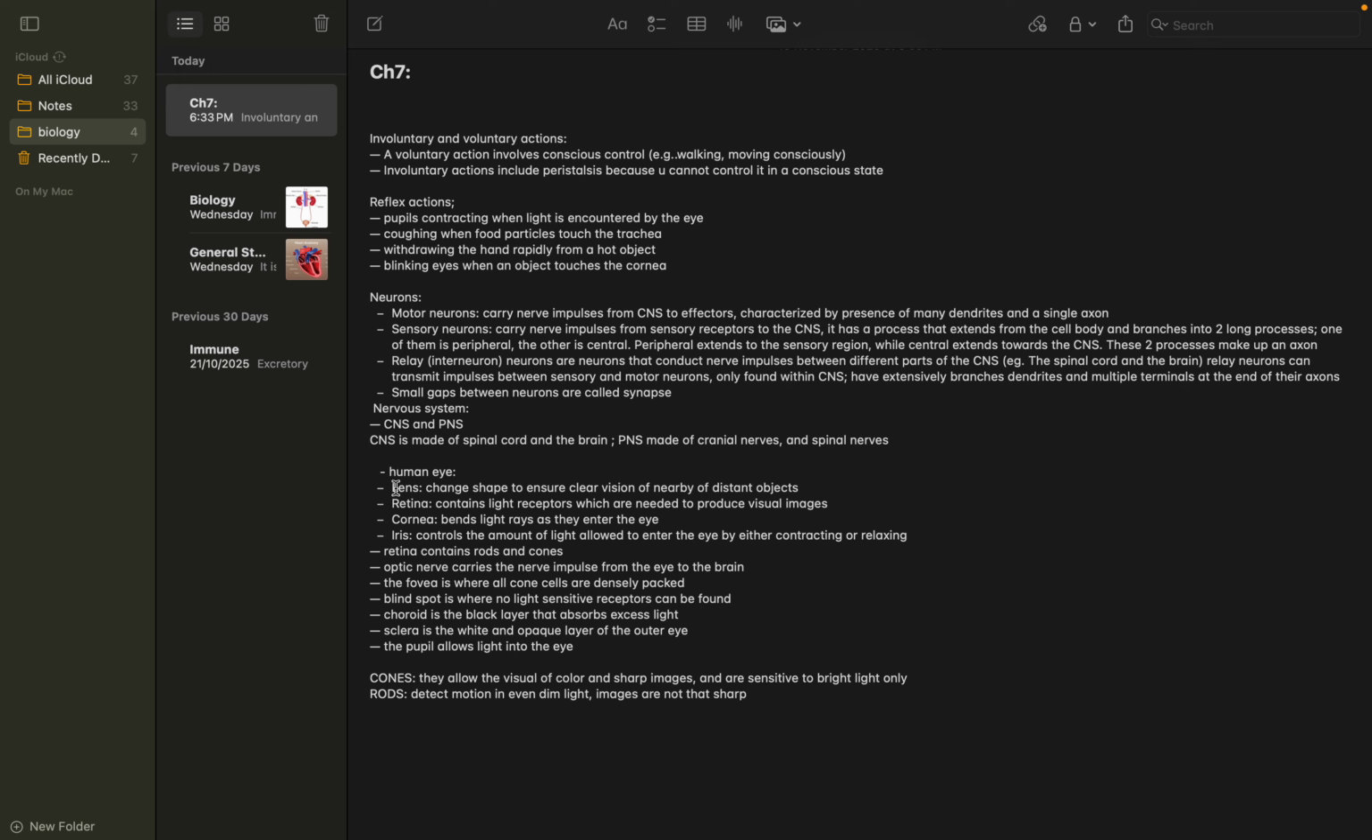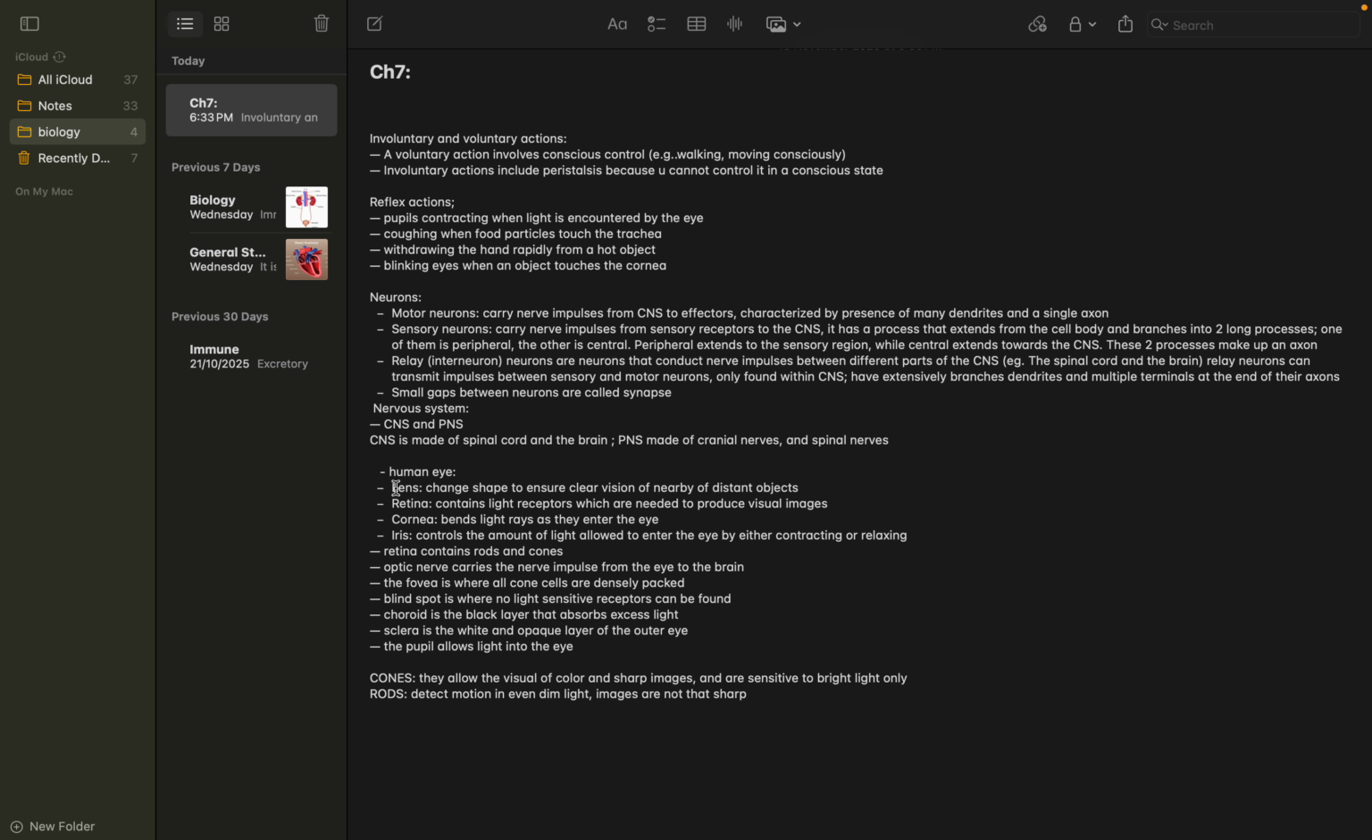Sensory neurons, they carry nerve impulses from sensory receptors to the central nervous system, and it has a process that extends from the cell body and branches into two long processes. One of them is the peripheral and the other is central. The peripheral one extends to the sensory region, while the central extends towards the central nervous system. These two processes make up an axon.